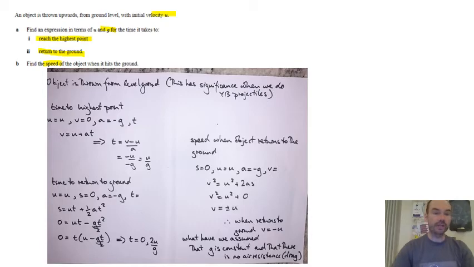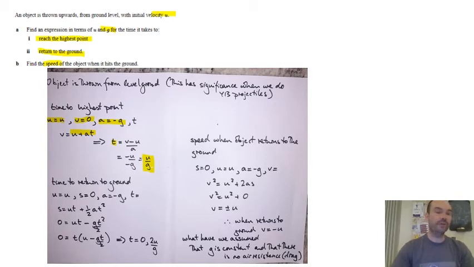Anyway, time to the highest point: we're using u as u, at the highest point v is 0, a is minus g. Remember, it's thrown upwards, accelerating downwards. They have to be opposite signs. Quote the rule, rearrange it. The time to the greatest height is u upon g. That's a nice result to know.